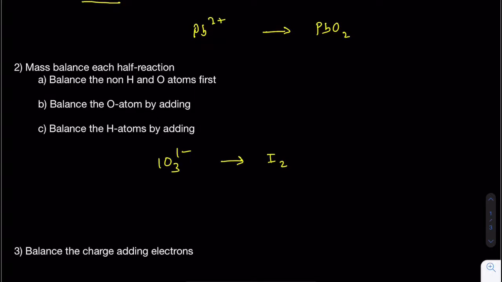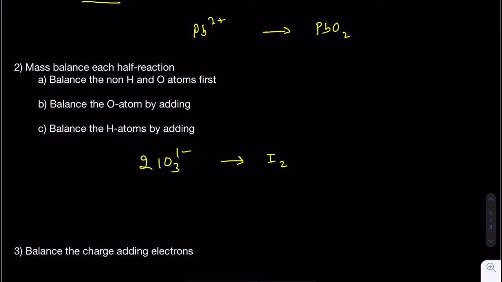In this case, we have iodines on both sides, so you want to make sure you balance the iodines first. To balance out the iodine, I would put a 2 in front of the IO3 1 minus, so that will take care of the iodines. Then you want to count how many oxygens you have. In this case, you have 6 oxygens on the reactant side.